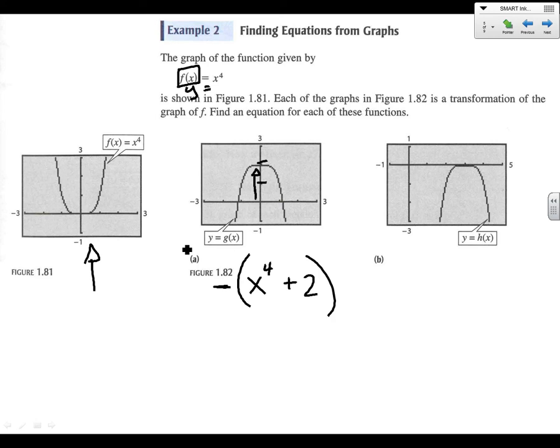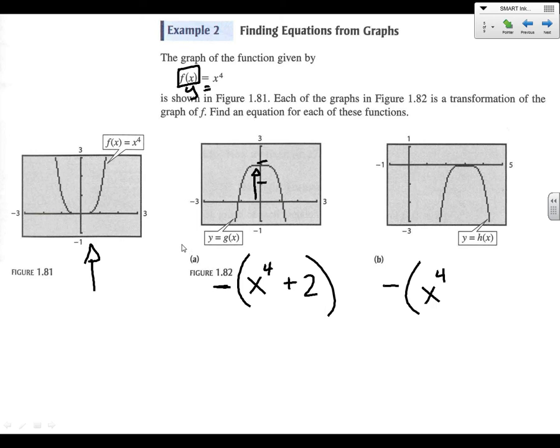All right? So we're going to put the negative on the outside away from the x, right? And that's going to tell us that this is flipped vertically. All right? So same thing on this one. This is going to be flipped vertically as well. We'll have a negative on the outside, and this will be x to the 4th.